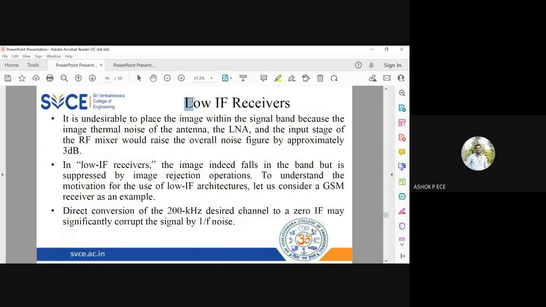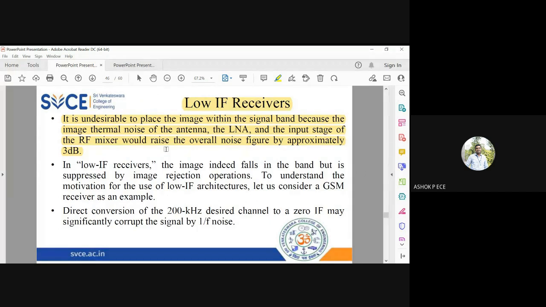So now we are going to go for low IF receivers. Considering all the properties of different types of receivers, we have seen zero IF, we have seen heterodyne, we have seen double heterodyne, we have seen image reject architecture. So now we are going to go for low IF receivers. With low IF receivers, we go just to ensure image rejection.